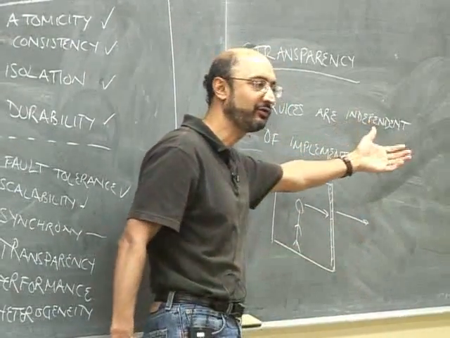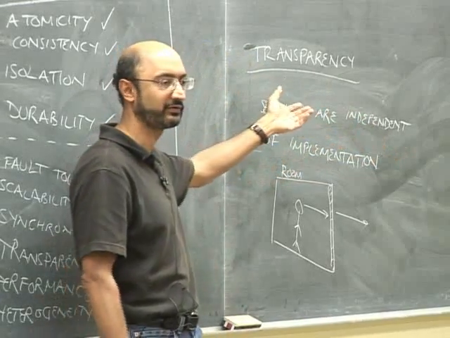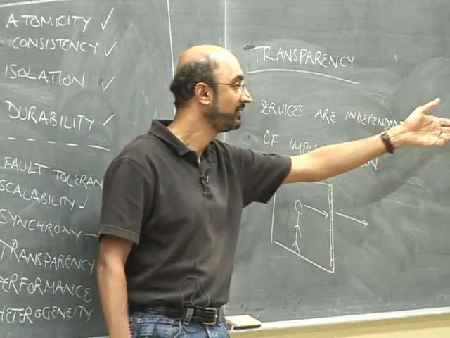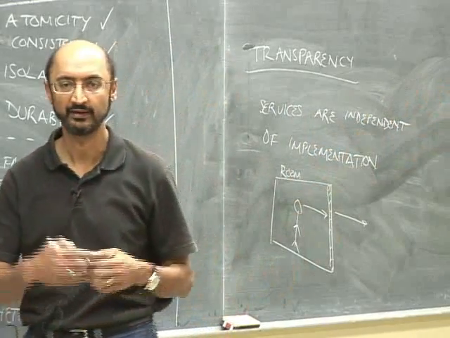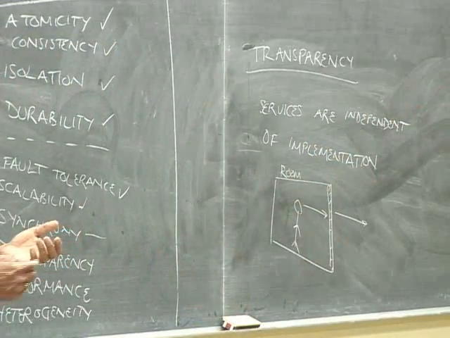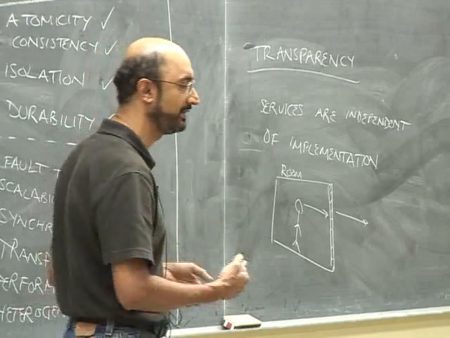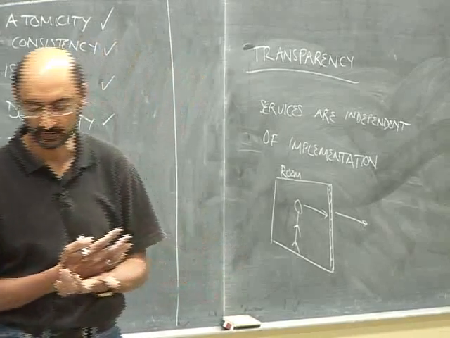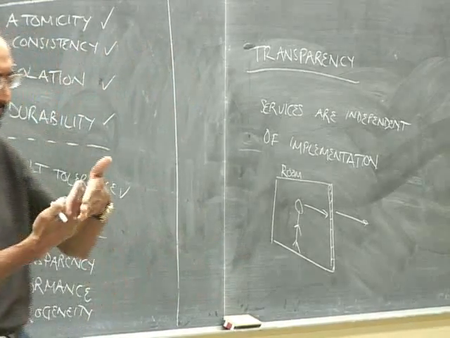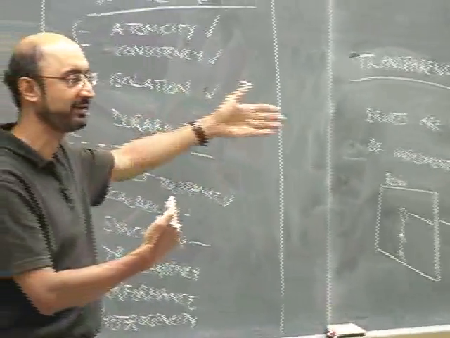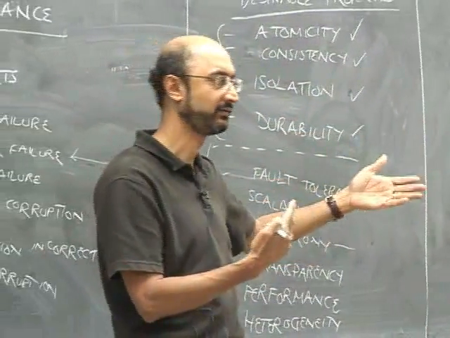I can implement it with actual yellow bricks, or I can put some video screen over there, or I can make a set from a canvas, right? And that's transparent. I can't tell the difference. And so that's what transparency means. And it's important to have this because if you make it transparent, you can change the implementation, and the person doesn't even know that it's being changed.